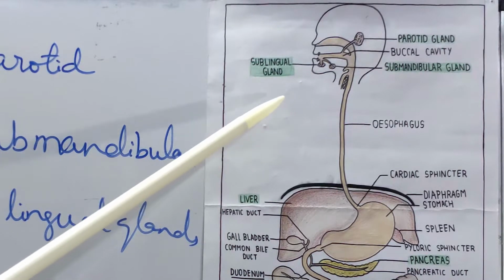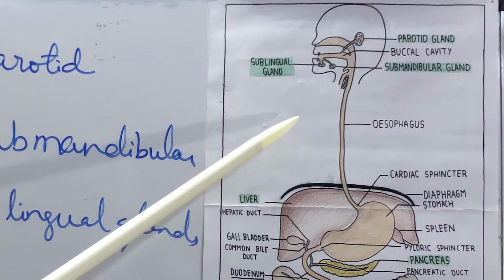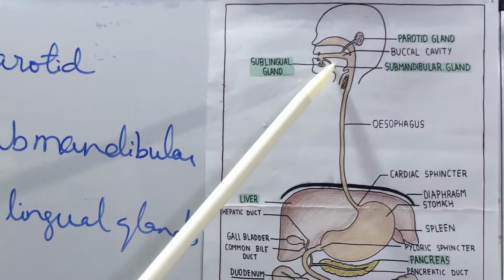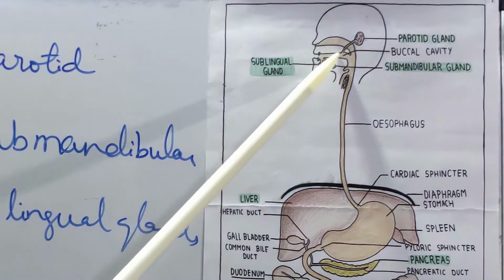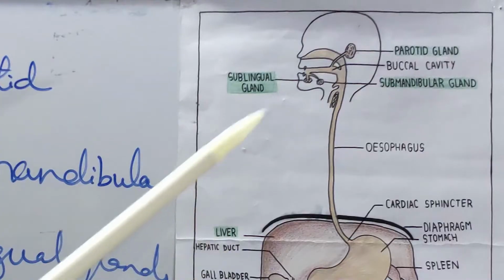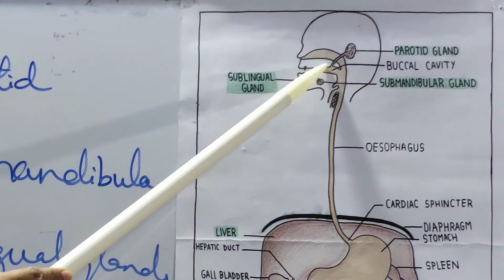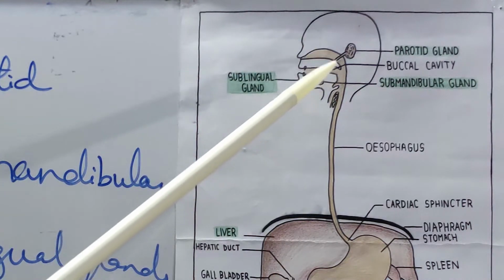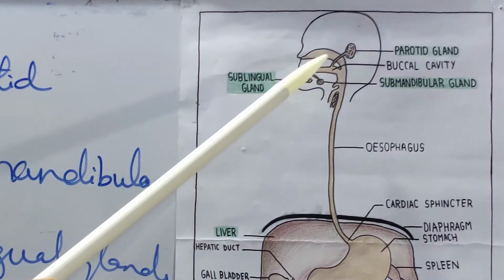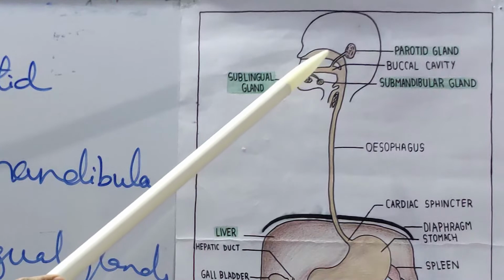So, what is the function of these glands? All these 3 salivary glands secrete saliva, and saliva is secreted in the mouth cavity. Because the salivary glands are exocrine glands, the saliva secreted in the mouth cavity is slightly acidic. It contains a very important enzyme called salivary amylase, the digestive enzyme, which is also known as ptyalin.